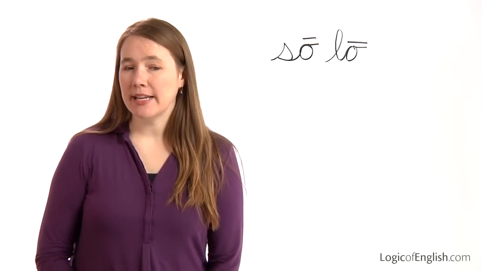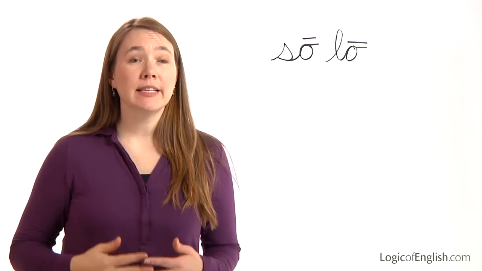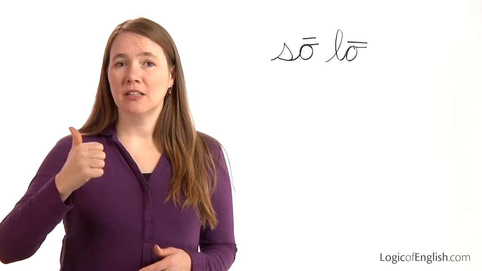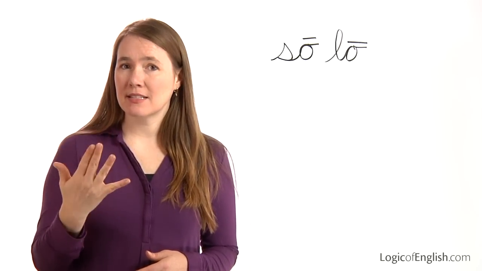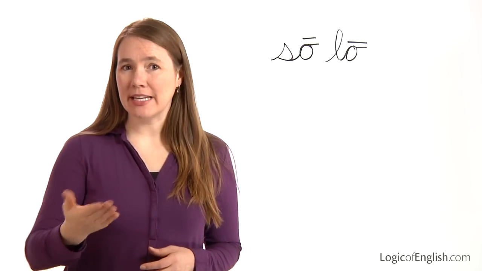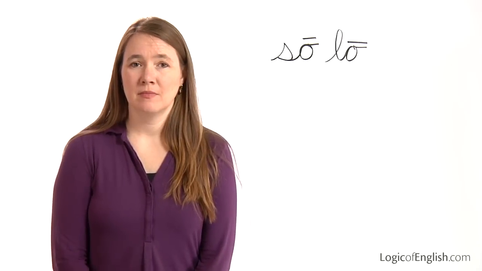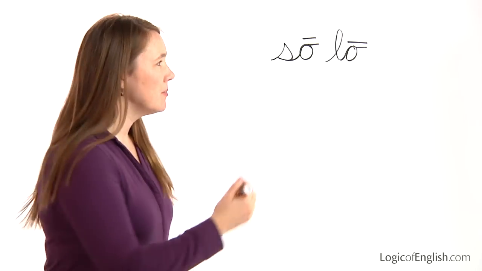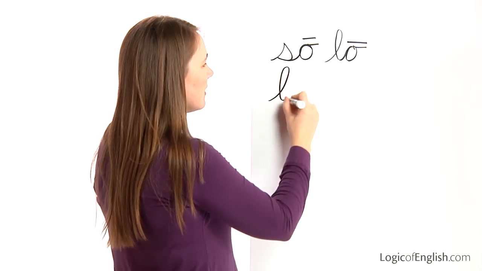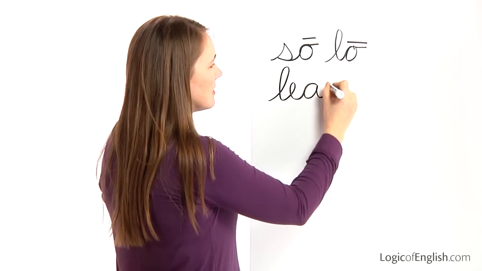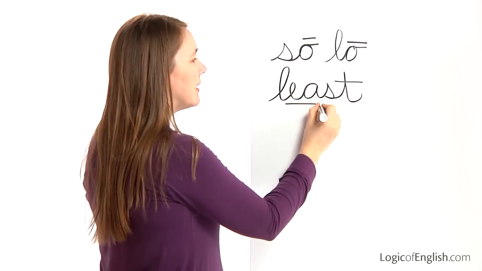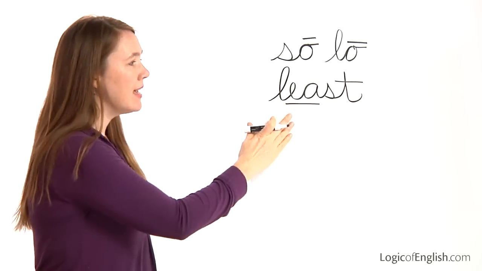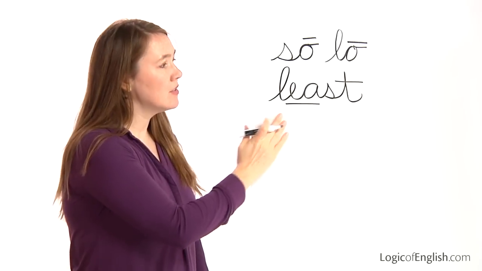The next word is least. The red team has the least number of points. Let's sound out least together. L, E. This is an E-A, S-T. Go ahead and write least. And now help me to write it. L, E, S-T. And how will we mark it? We'll underline the E. Now notice the E-A is saying E in the word least.